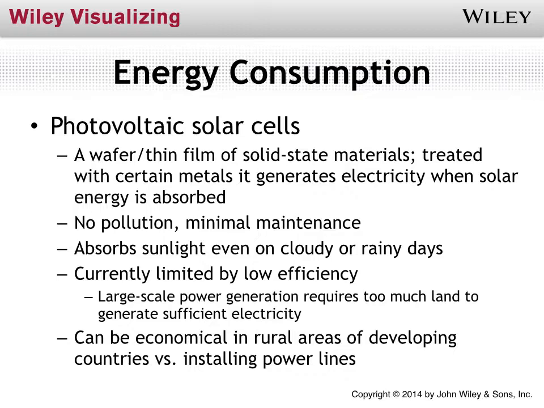And then, of course, there's photovoltaic cells, basically what we think of as solar panels, which are fairly thin films of materials that are treated with different metals that ultimately can generate electricity when the sun's energy is absorbed into them. So it's basically taking that sun's energy and converting it into electricity. Ultimately, while you're using it anyway, there's no pollution, there's minimal maintenance. Now these panels are being built to last 30 plus years.